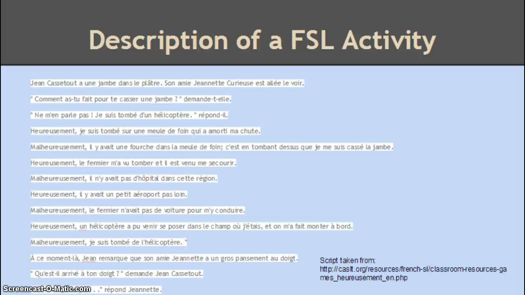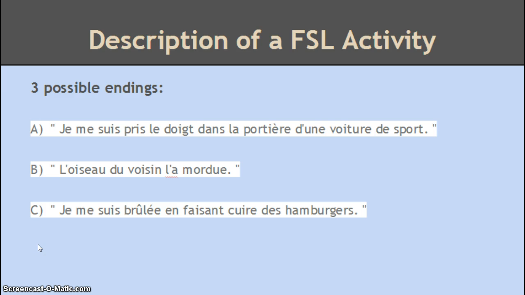For anyone interested, this is a copy of the actual story of Jean et Jeannette, malheureusement, heureusement. This was taken directly from the CASLT website and used in my own classroom. On this slide, you'll find the 3 possible endings of the heureusement, malheureusement, which are meant to help students launch and create their own story.